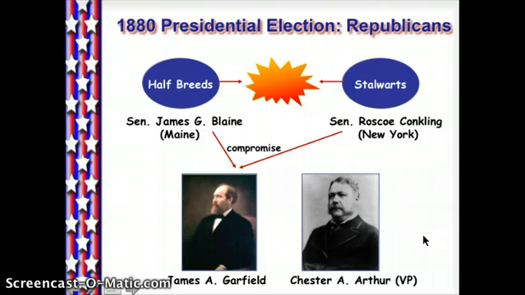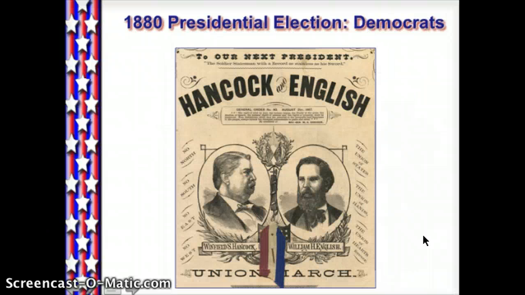So let's begin to take a look at the presidential elections. One, we have James Garfield and Chester Arthur, and two, we have on the Democratic side Winfield Hancock and William English. Now, it's interesting that both James Garfield and Winfield Hancock are both Civil War leaders.